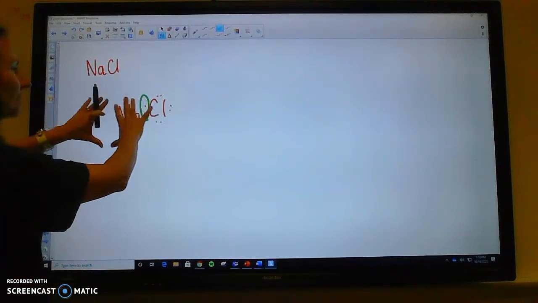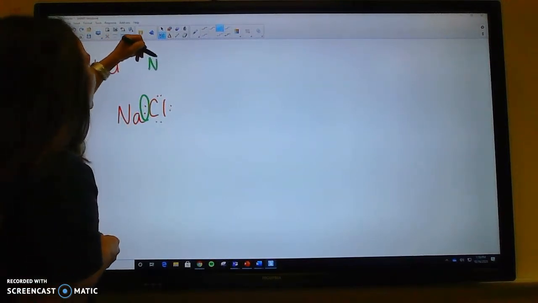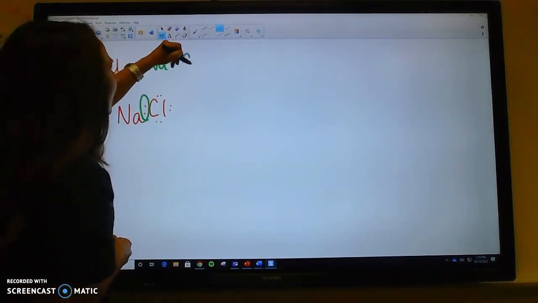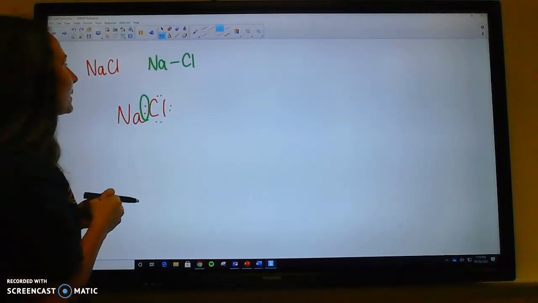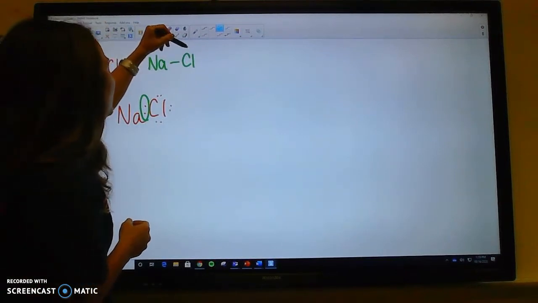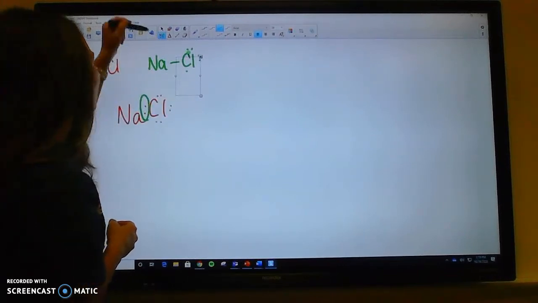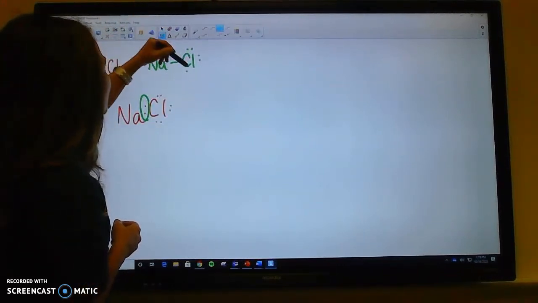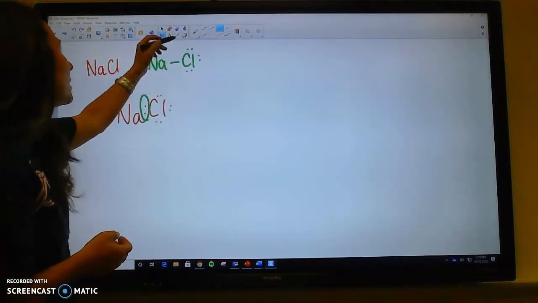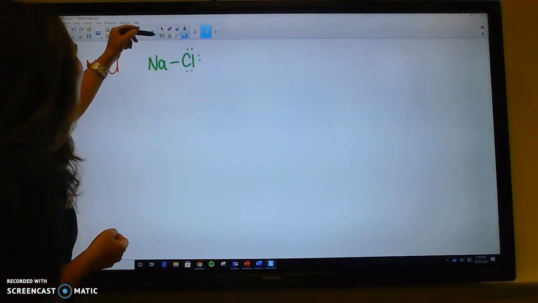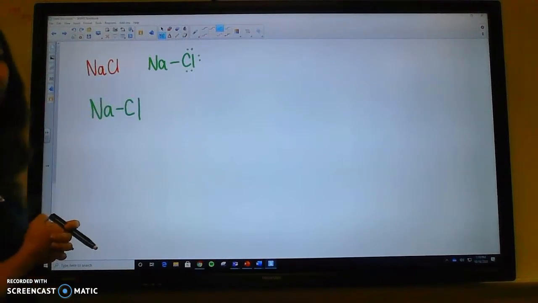Okay, so if I were to represent this with a Lewis structure, I would draw a sodium and then one bond to chlorine, because they're each contributing 1 electron in this bond, okay? And then the chlorine is going to have 6 dots left over. Well, for ionic compounds, we don't typically write all of that. For an ionic compound, we would just write it like NaCl, and we're done, okay?